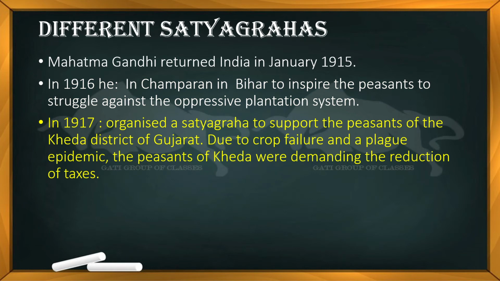Now the next thing is, in 1917 he organized one more satyagraha to support the peasants of Kheda district of Gujarat, due to crop failure and a plague epidemic. Peasants of Kheda were demanding the reduction of taxes because there was a crop failure and they were not able to pay the taxes. Then how could they pay the taxes? So he demanded that the taxes should be stopped.